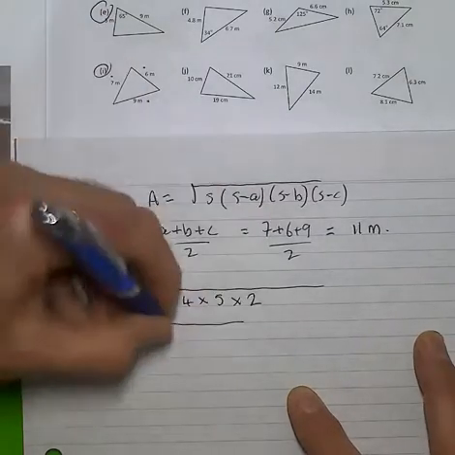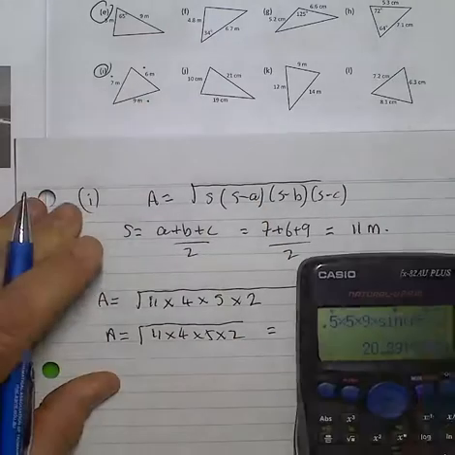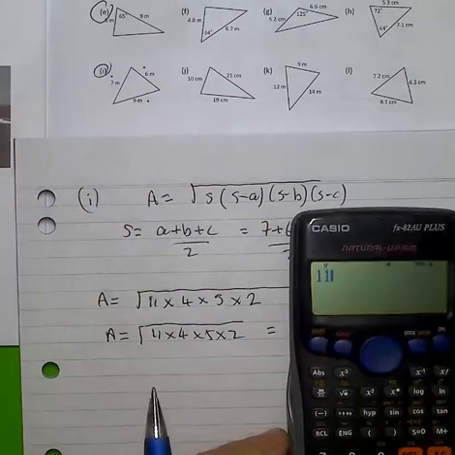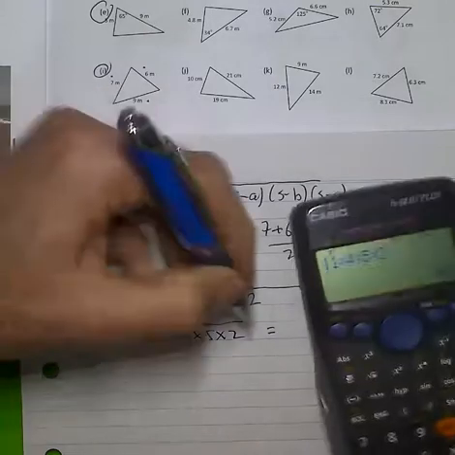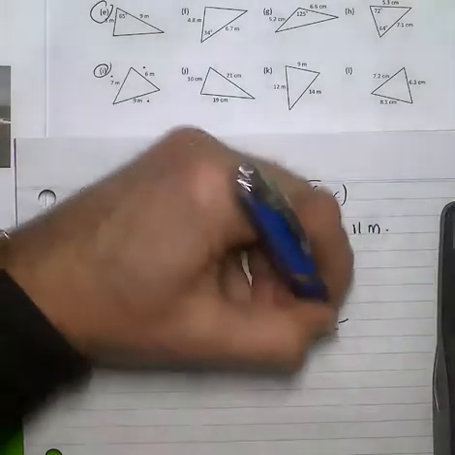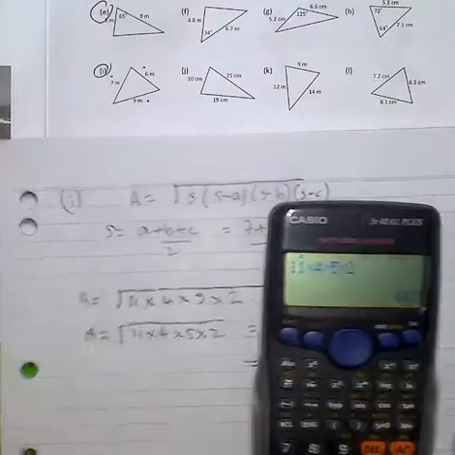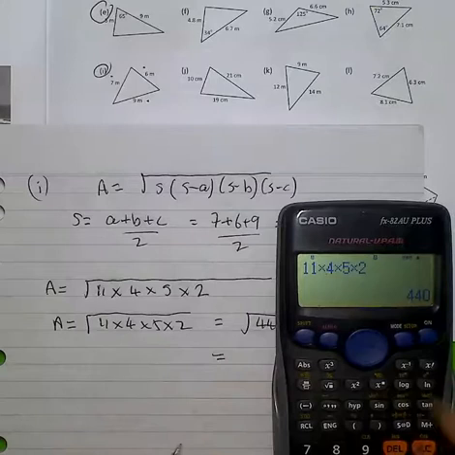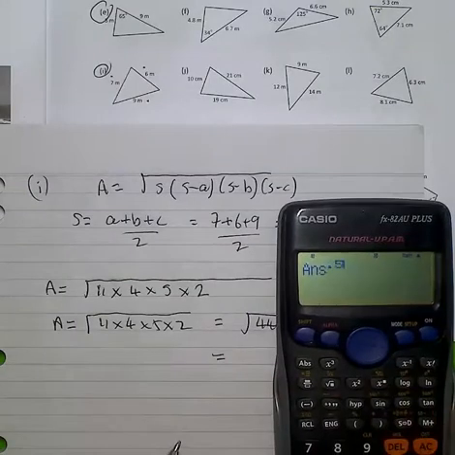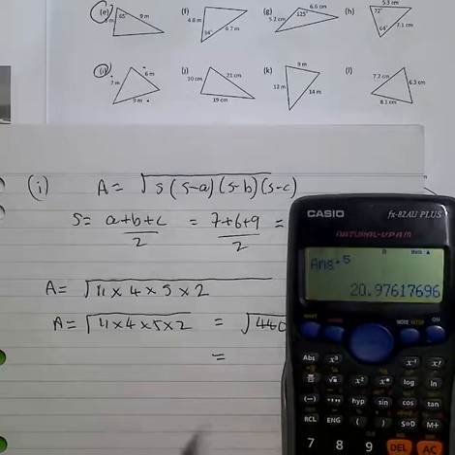I better do that on the calculator, I think. So it's the square root of 440. Now, when I tend to do that on my calculator, I just raise that to the 0.5. And that gives me 20.98 metres squared.